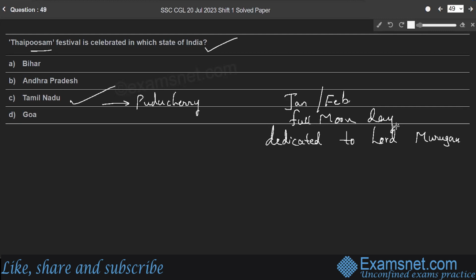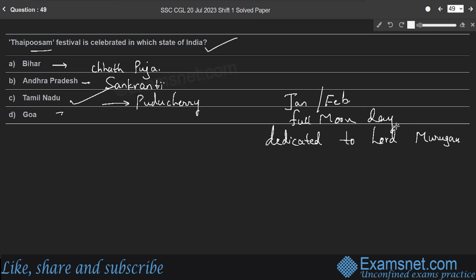Whereas the remaining options are Bihar, Andhra Pradesh, and Goa. Bihar is a state of eastern India. It is known for its diverse cultural heritage, and a number of festivals are celebrated. One of the most famous festivals of Bihar is Chhat Puja. Whereas in Andhra Pradesh, the most famous festival celebrated is the Sankranti festival, the harvest festival, right?